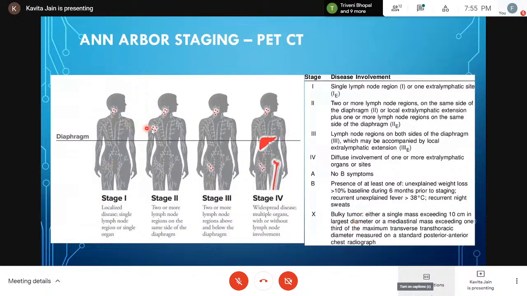We have stage 1 with single lymph node, stage 2 with 2 or more lymph nodes on the same side of the diaphragm, stage 3, 2 or more lymph nodes above and below the diaphragm, and then widespread involvement of multiple organs.